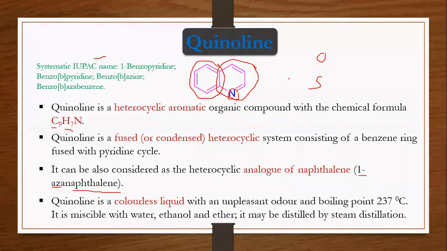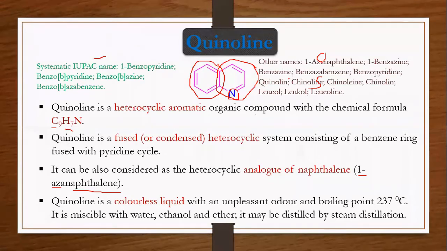These are some IUPAC names of quinoline: 1-benzopyridine, benzo[b]pyridine, benzo[b]azine, benzo[b]azabenzene, etc. And there are many common names like 1-azanaphthalene, 1-benzazine, benzazine, leucoline, cincholine, quinoline, etc.